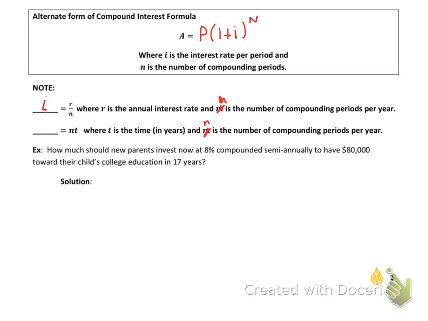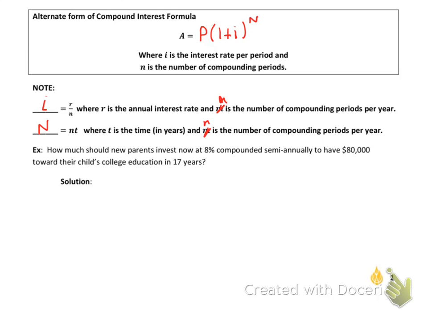I adjusted my notation slightly when we were presenting this in class. So instead of a little n, I'm going to put m, where r is the annual interest rate and m is the number of compounding periods per year. And then we're going to use capital N to represent the number of compounding periods total. So whenever I say m times t, that's going to be the total number of compounding periods overall. So let's use that formula and see what we end up with.